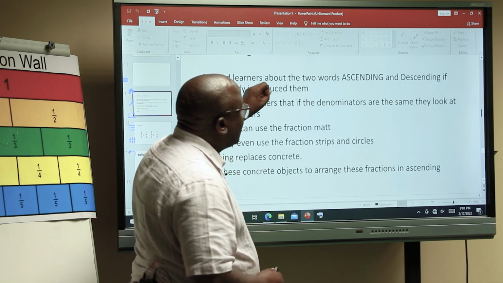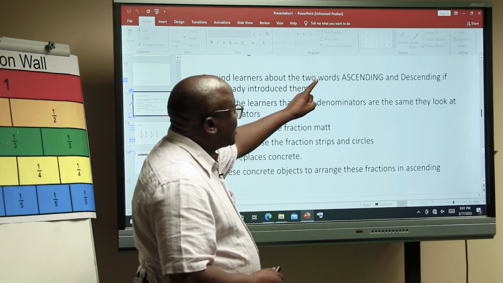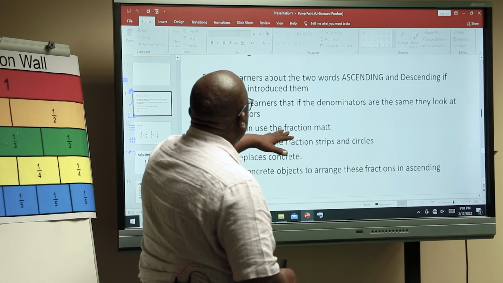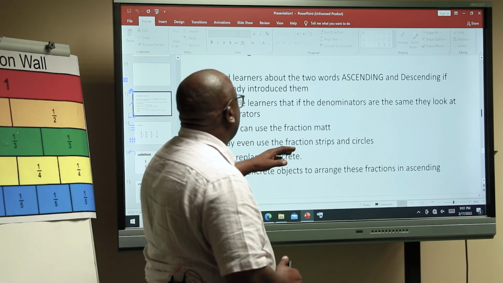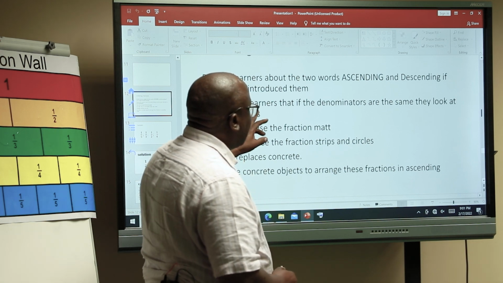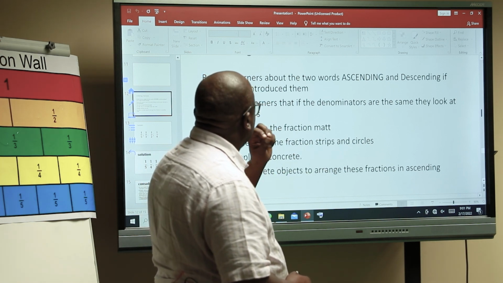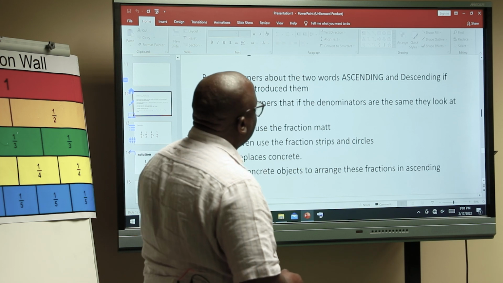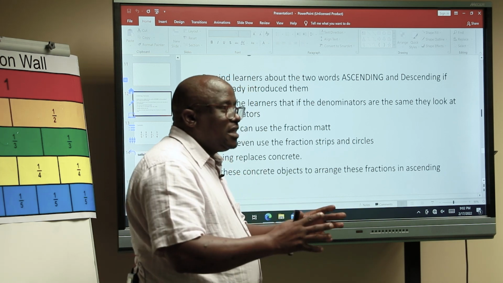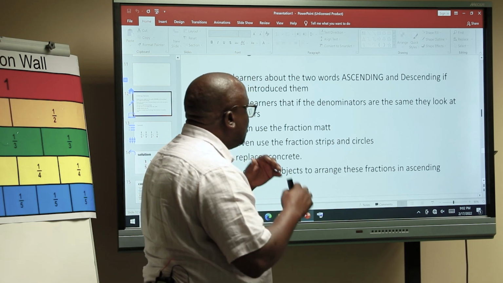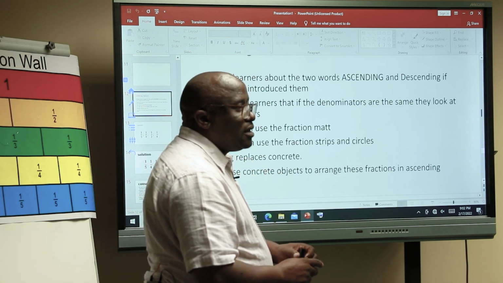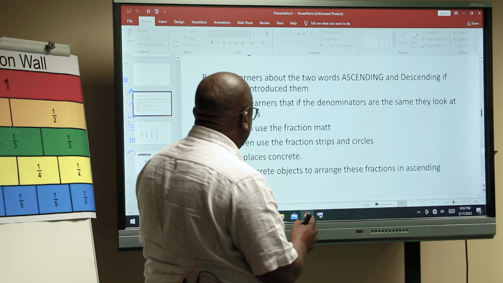Remind your learners about the words that are important, ascending and descending. If you have not introduced them, then in grade 5, you might introduce those two words. Remind the learners that if the denominators are not the same, they look at the numerators when they are adding or comparing. They also use the fraction mat to compare.